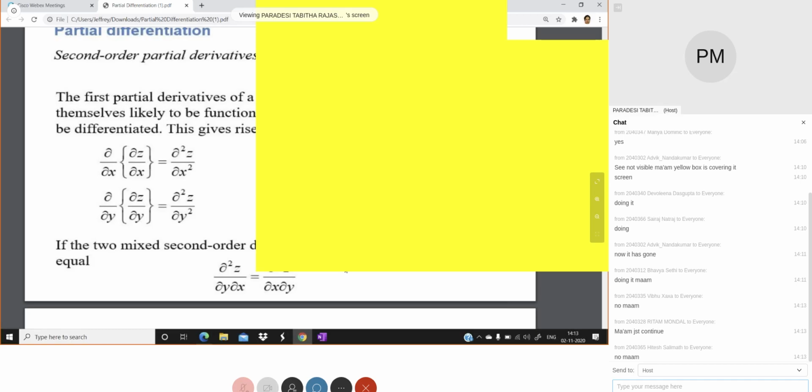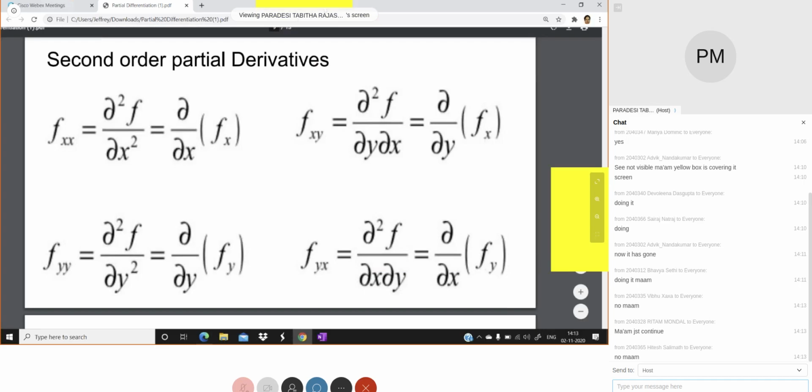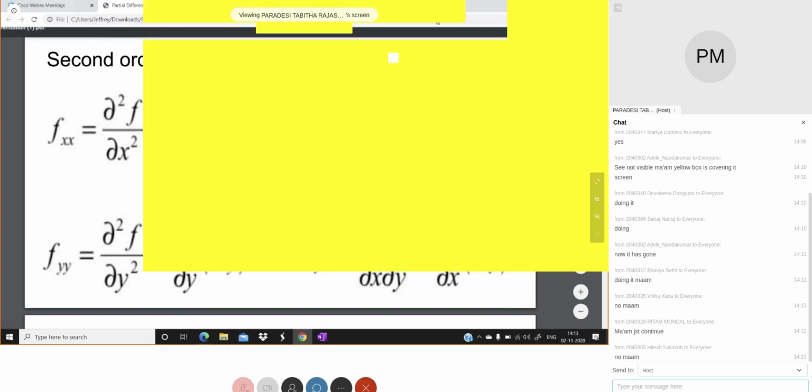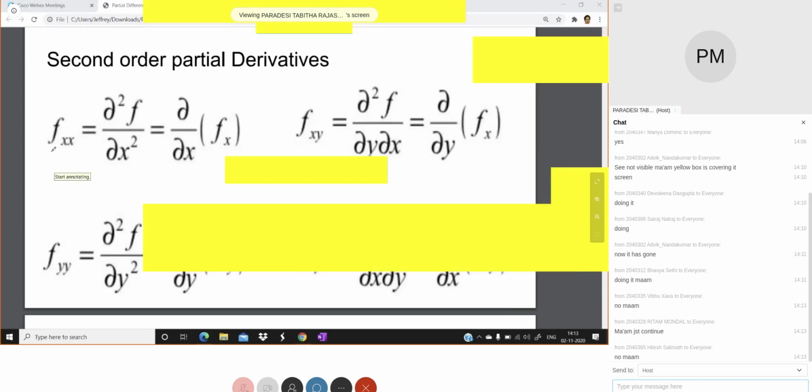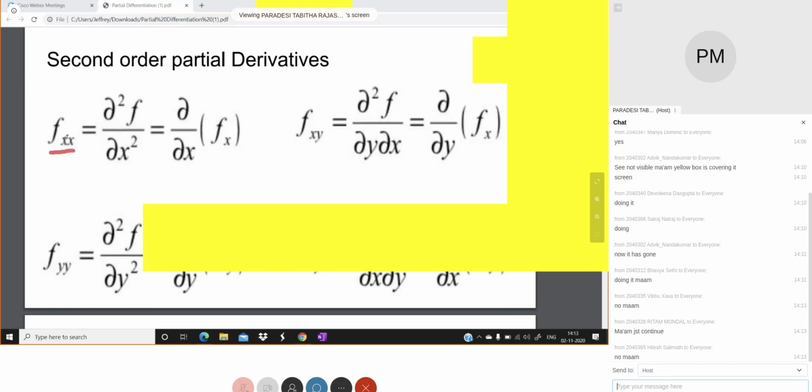Yeah. Okay, same thing, another way to denote the same thing. You're familiar with both, and anything can come in the questions. It's just a representation that we're talking about. What is f xx? f xx is the partial derivative of f x with respect to x. What is f yy? The partial derivative of f y with respect to y. And f xy is the partial derivative of f x with respect to y.